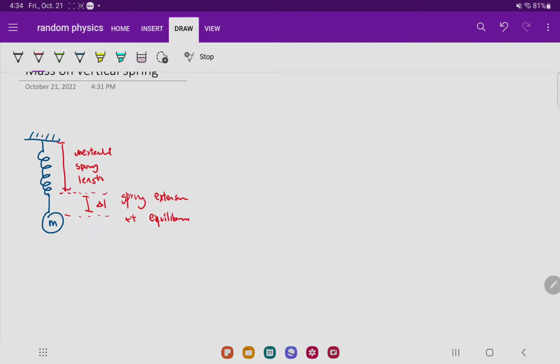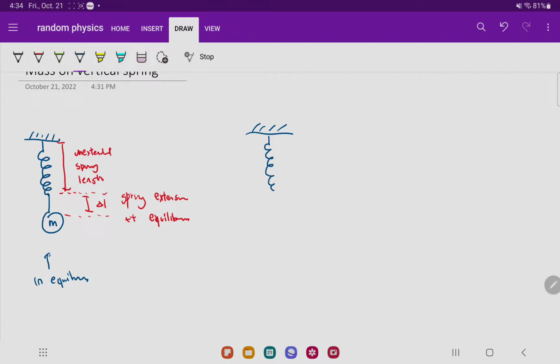Because when the spring is in equilibrium position, it has some sort of extension. So we define that extension as change in L. And then we draw another diagram. This whole diagram here is in equilibrium. So now we draw a diagram that's not in equilibrium.